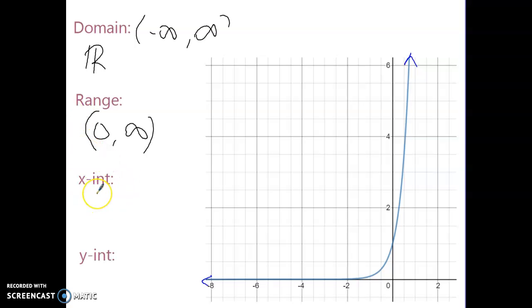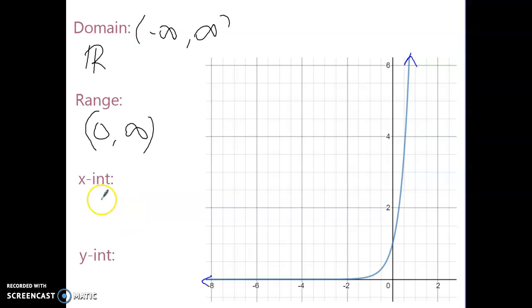Okay, so x-intercept. All right, so think about what the x-intercept means. In order to find the x-intercept, we set y equal to 0 and we solve for x. It's where it crosses the x-axis. Well, but look, this one never crosses the x-axis. Remember, that's where my asymptote is. It never quite gets down there. So what that tells me is that I don't have an x-intercept.